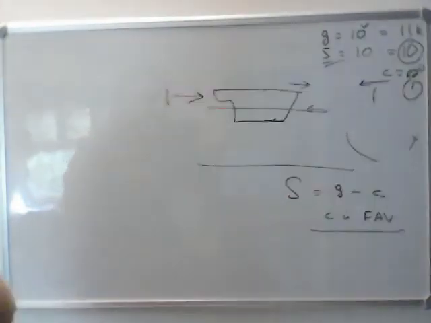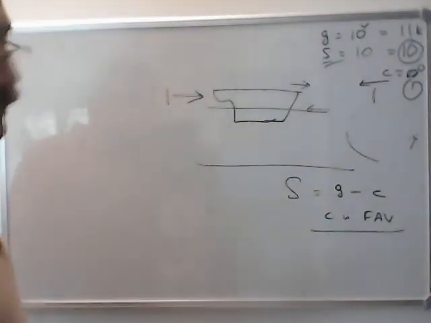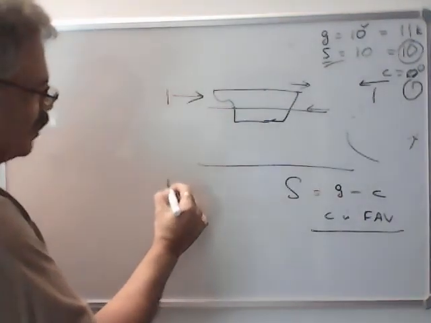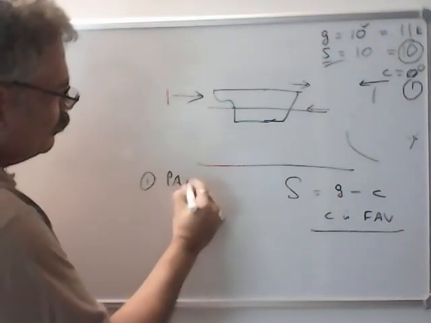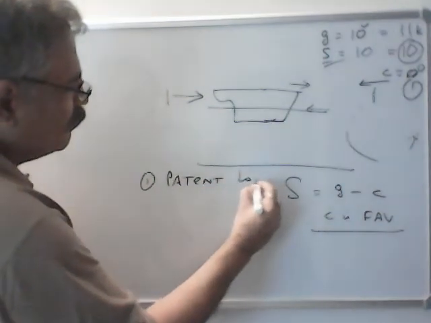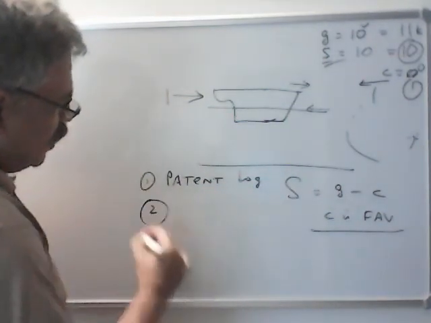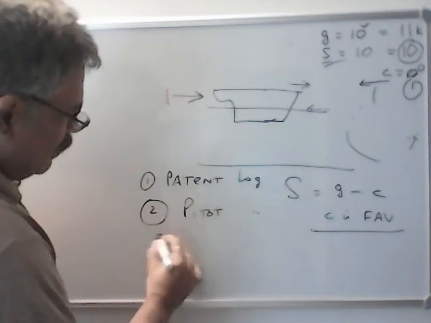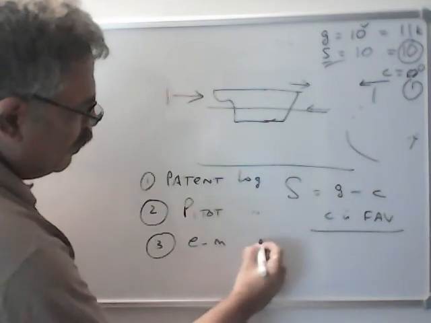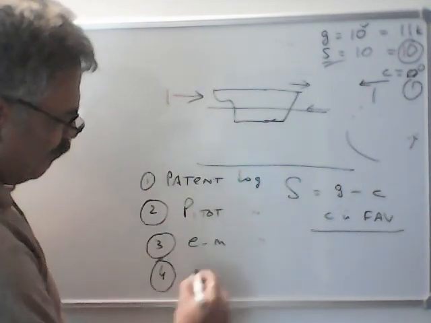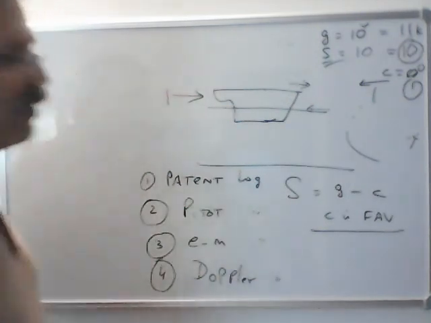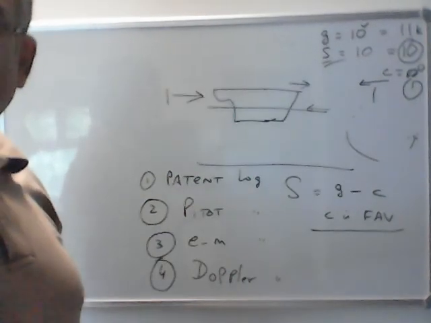So now we will discuss types of speed log. There are basically 3 or 4 types. One is patent log, one is pitot log, third is electromagnetic log, and the most modern one is Doppler log. We will do this one by one in the next video.